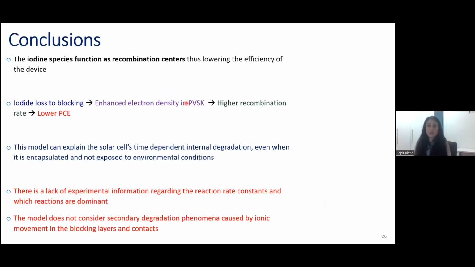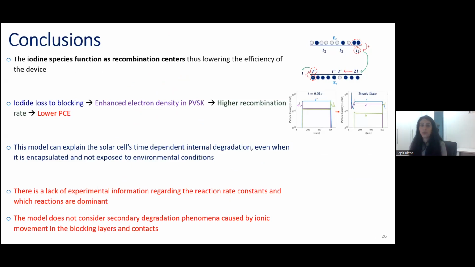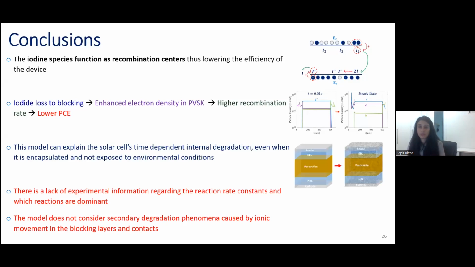Okay, so in conclusions, the iodine species function as recombination centers, thus lowering the efficiency of the device. When the iodide ions leave the perovskite layer, electrons enter it to compensate for them, so the recombination increases and the PCE decreases. This model can explain the solar cell's time-dependent internal degradation, even when it is encapsulated and not exposed to environmental conditions.